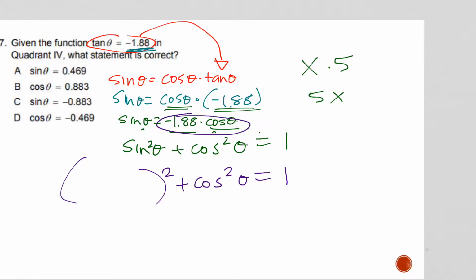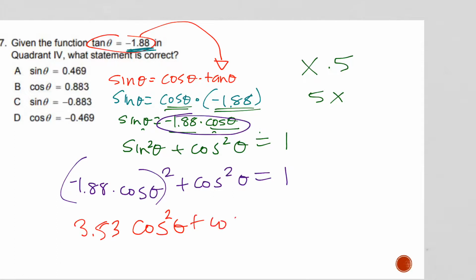Sine theta is equal to this value, so I'm going to write it in here. And now I'm going to square both of these: negative 1.88 squared and cosine theta squared. Cosine theta squared will be cosine squared theta. But negative 1.88 squared is going to equal 3.53, plus cosine squared theta equals 1. I just rewrote the rest.